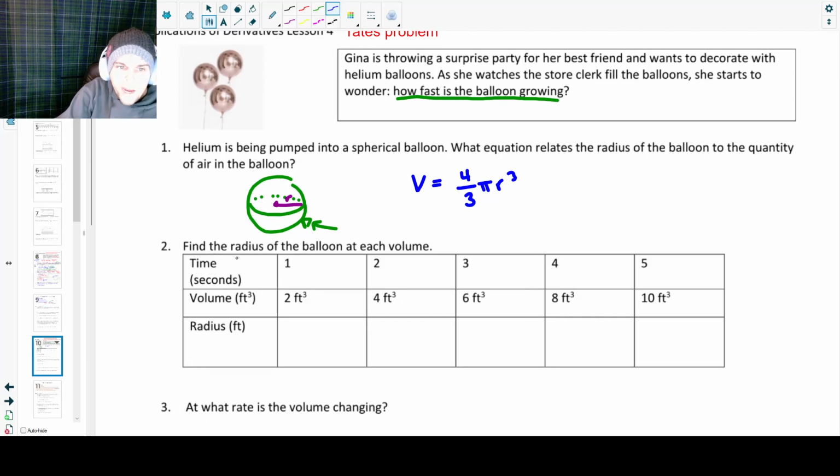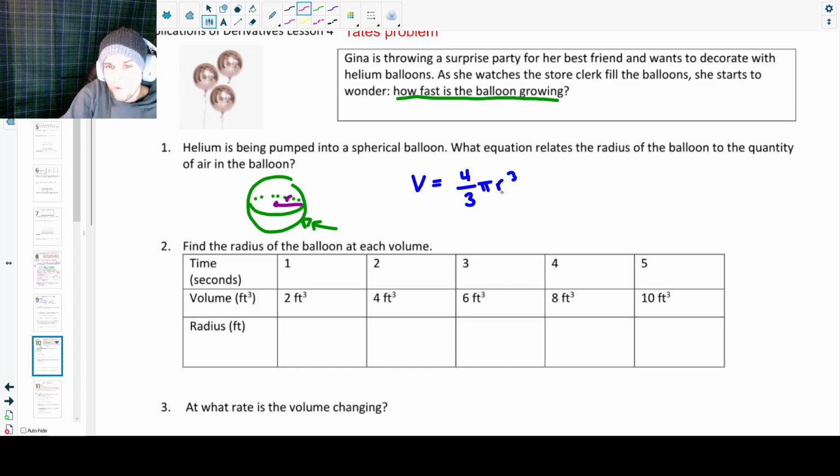Question 2, find the radius of the balloon at each volume. Okay, so here are some data they maybe collected. At 1 second, the balloon had a volume of 2 feet cubed, and we need to figure out what that radius was. At 2 seconds, the balloon had a volume of 4 feet cubed, and we need to figure out what that radius was. So what I'm going to do here is take this formula for volume. Well, I didn't really come up with it. This is a well-known volume formula.